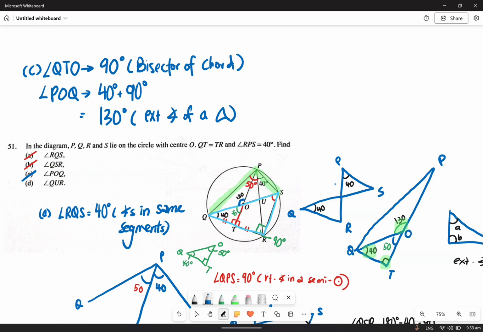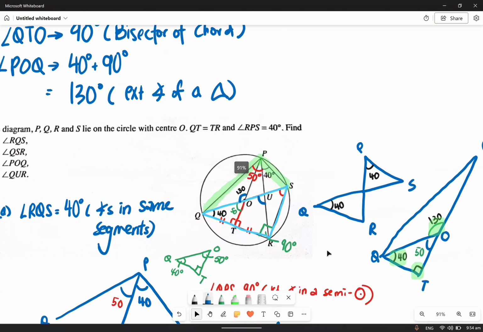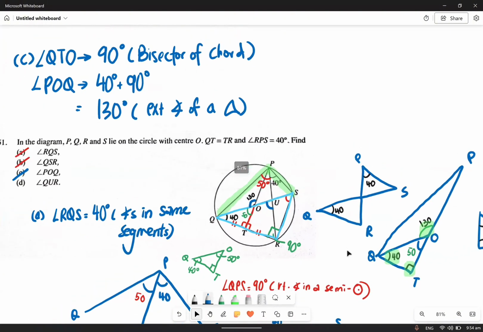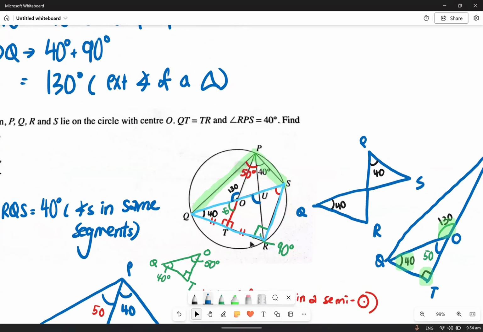Oh, sorry, it's the other way around. QUR is this one over here, right? Okay, well, you can see a triangle, right? Okay, you can use the triangle. Maybe if you can minus away this, then you can immediately find that already. Do we know what that is? We don't know what that is, okay?